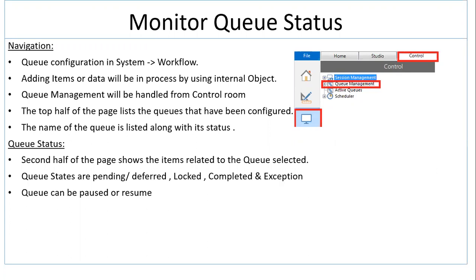Each and every transaction detail for each queue will get loaded in the second half of the queue management tab. You will see a different status for each transaction, like pending, locked, completed, exception. Each status will have an index with a different sign. For example, pending has three dots, completed has a green tick, and exception has a flag. So you will be able to differentiate each status of the transaction using the symbols as well.